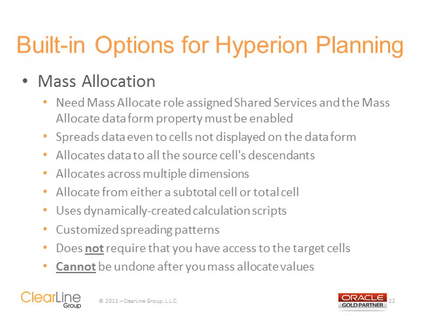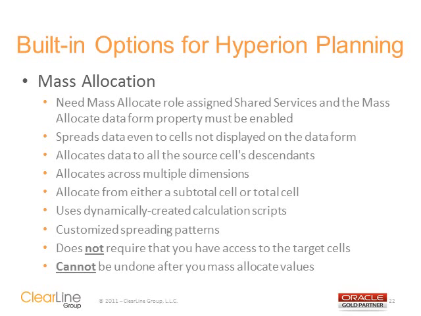Mass allocation is the last of the built-in Hyperion planning allocation options. It is a little different than the first 3 that we've looked at. It must have the data form property enabled, and it also has to have a role assigned to it in shared services. The real difference in power behind mass allocation is that it can spread data even to cells that are not displayed on the form. It will allocate data to all the source cell's descendants, and it can even allocate across multiple dimensions.